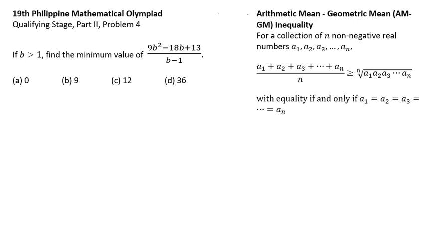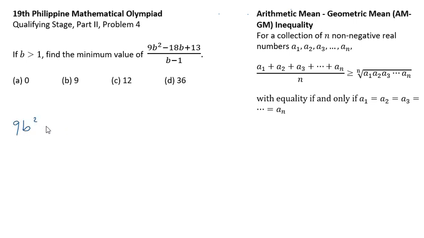Okay, so now if you notice, it's not yet clear how we can apply the AM-GM inequality. If you are in that situation, I suggest that you first manipulate the given expression to see what happens, or to get a feel of the given expression. Now, I noticed that in the given expression, if we split 13 into 9 plus 4, we can actually factor out 9 from the first three terms and then get a perfect square trinomial.